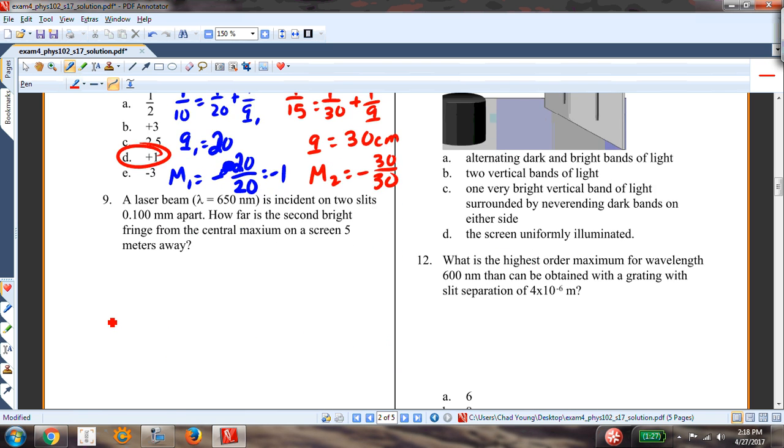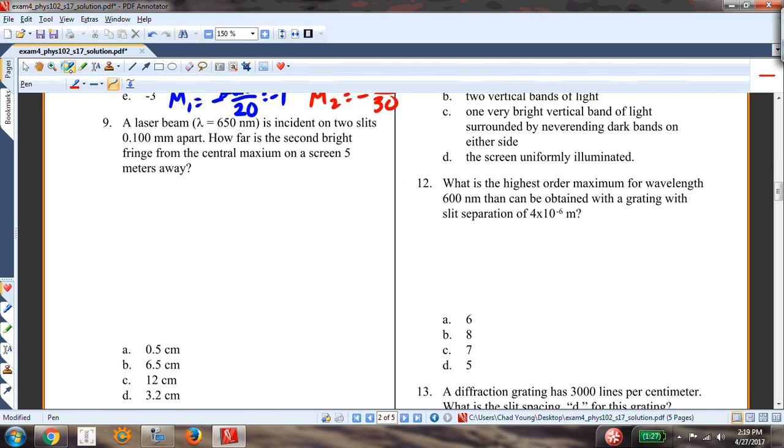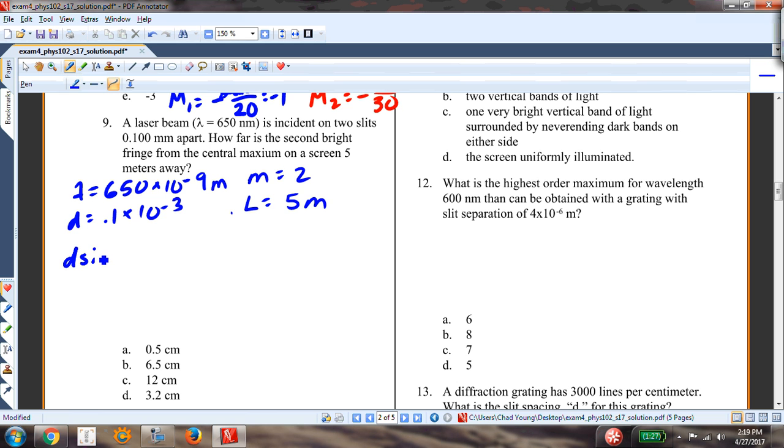So 8 is D. A laser beam is incident on 2 slits that are 0.1 millimeters apart. How far is the second bright fringe? So let's just write down the things that we know. I know the wavelength is 650 times 10 to the minus 9 meters. The distance between the slits is 0.1 times 10 to the minus 3, and m is the second order, so m is equal to 2, and then L, that's the distance to the screen, is 5 meters. So first I say d sine theta equals m lambda.